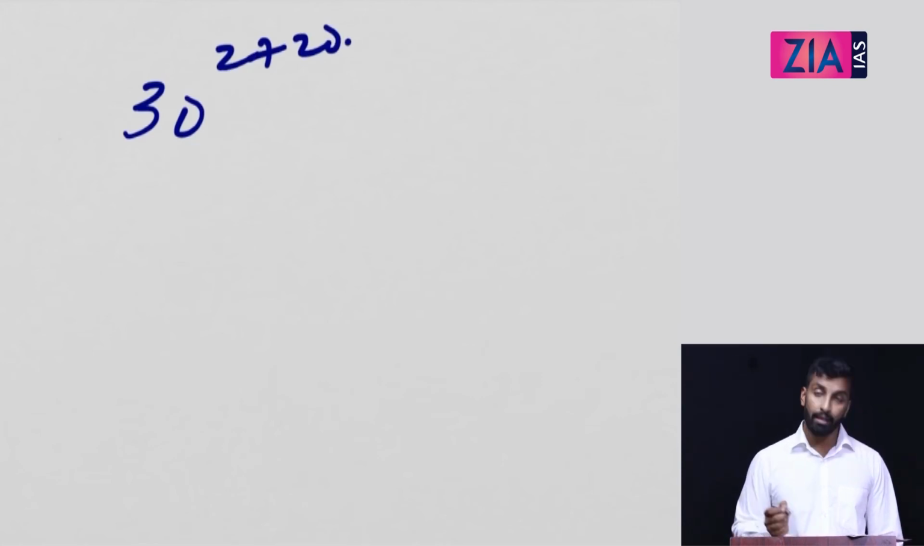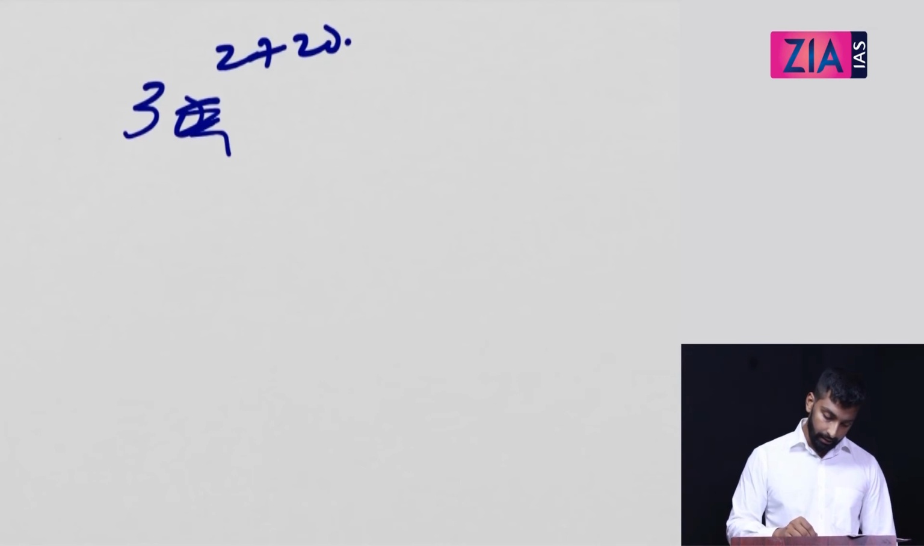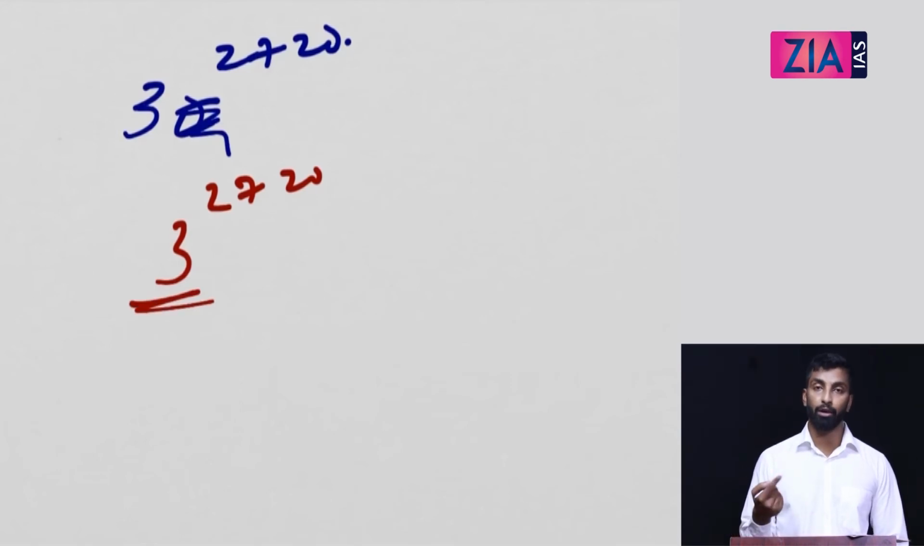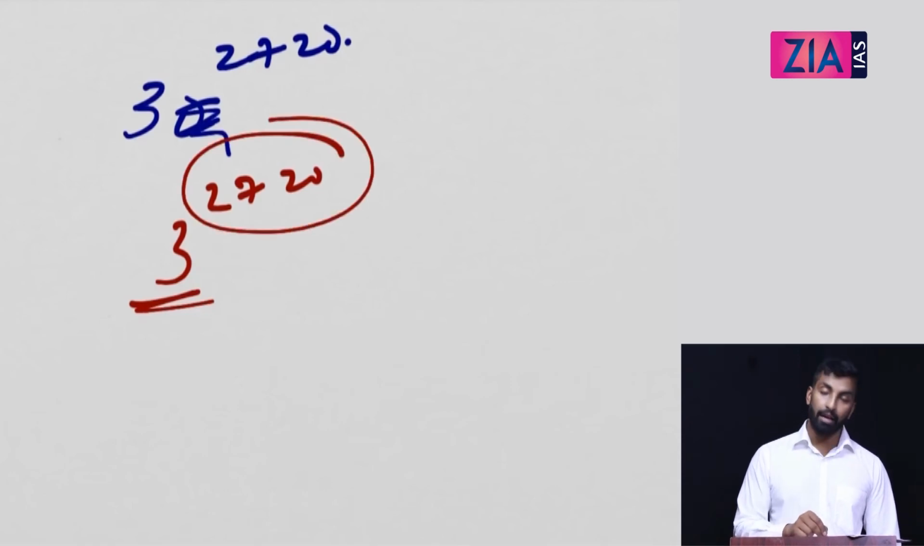Now next question, you need to find the rightmost non-zero digit of 30 raised to 2720. To find the rightmost non-zero digit, you are not interested in the zero, so you'll write it as 3 raised to 2720. And you know, the number is ending in 3, the power cycle of 3 is 4, or the frequency is 4. So you need to divide this bigger number by 4. You take out the power, you divide by 4.